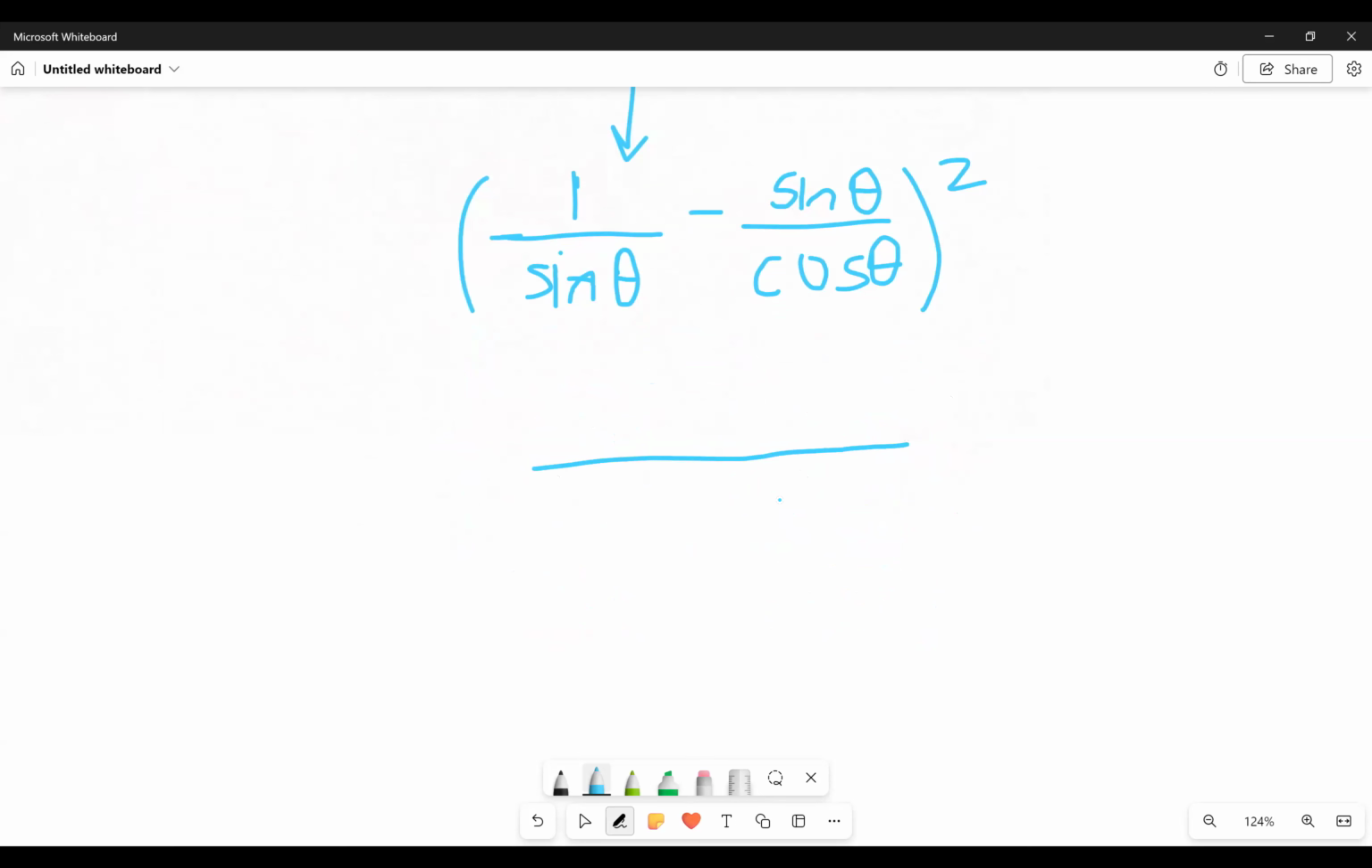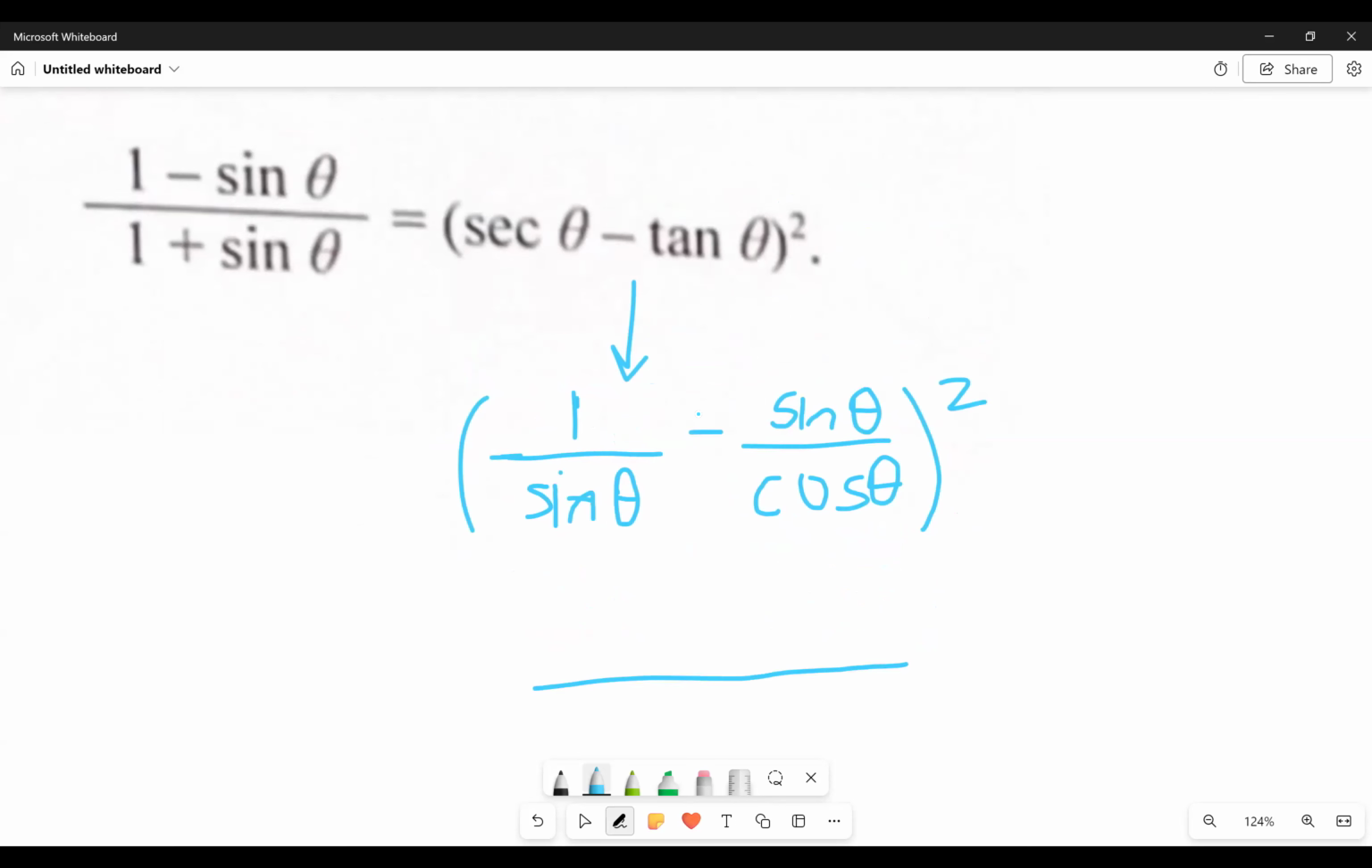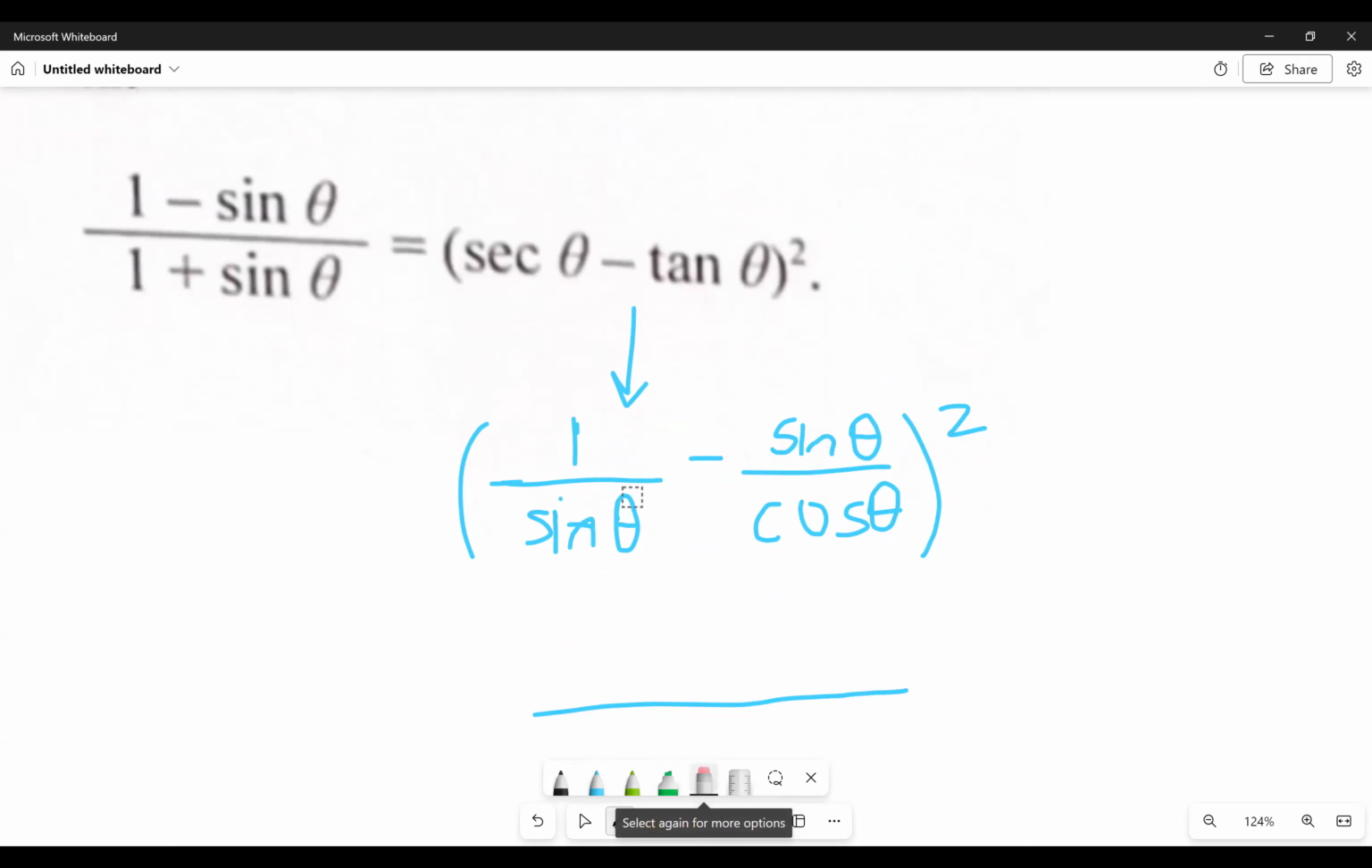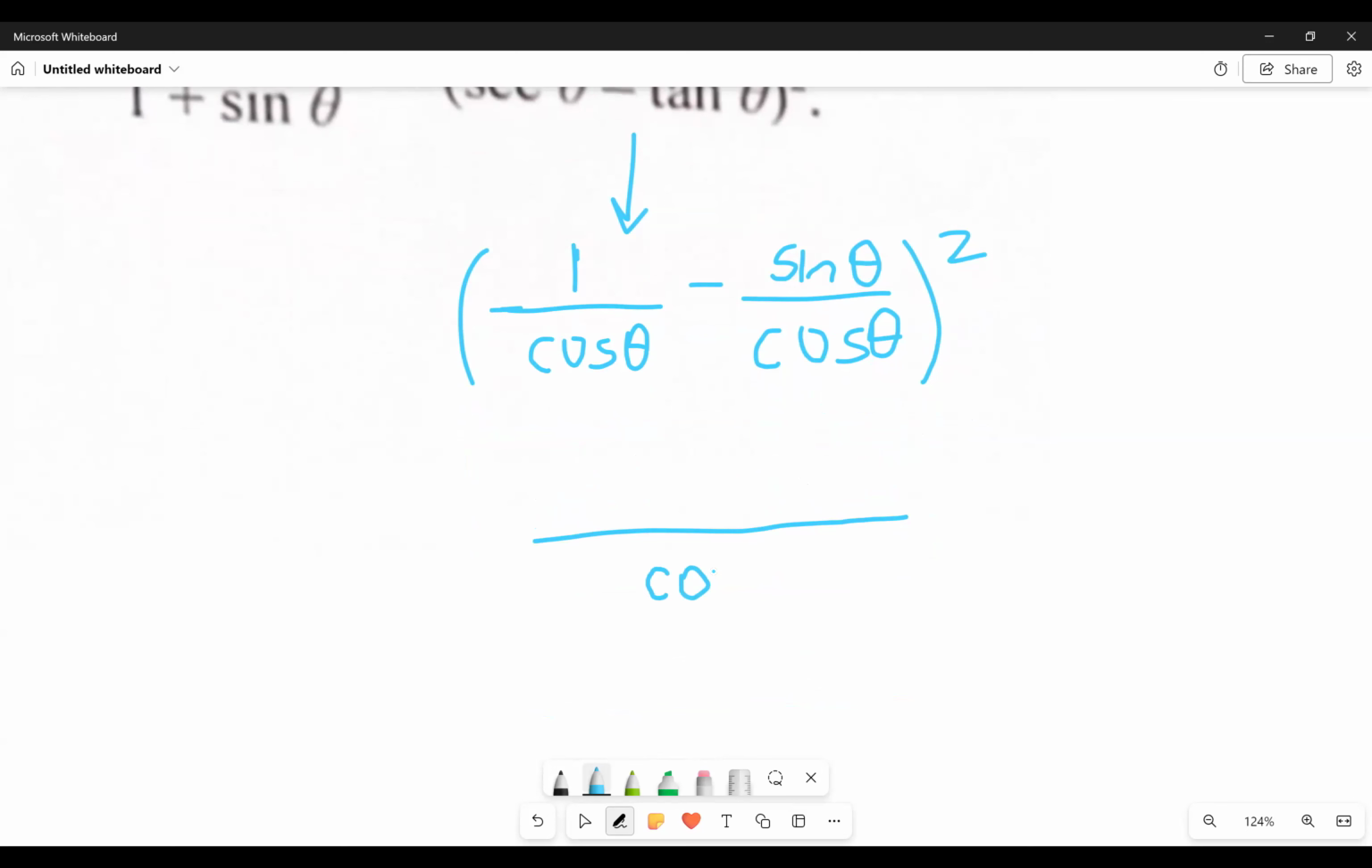To do that, we're going to have the denominator being, oh wait, sorry, that's a mistake right there. Secant is 1 over cosine, not 1 over sine. Good. And now we're going to change to one fraction. We have cosine in the denominator, and we're going to have 1 minus sine in the numerator. Remember, this is still squared.